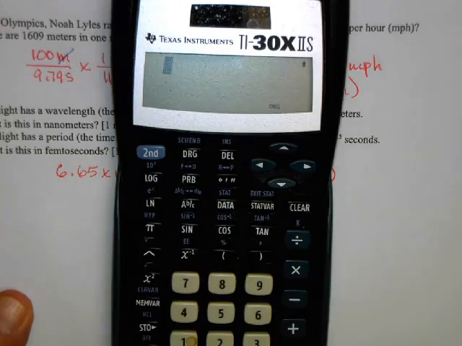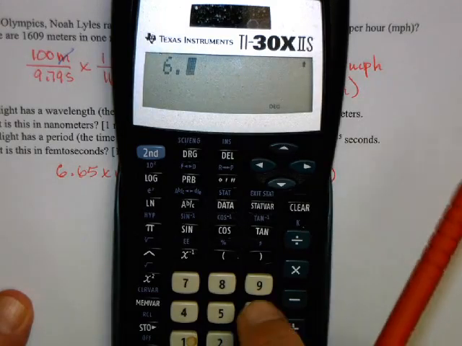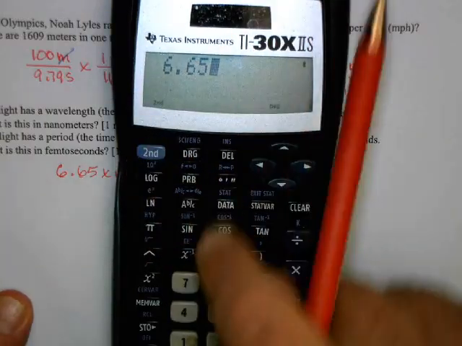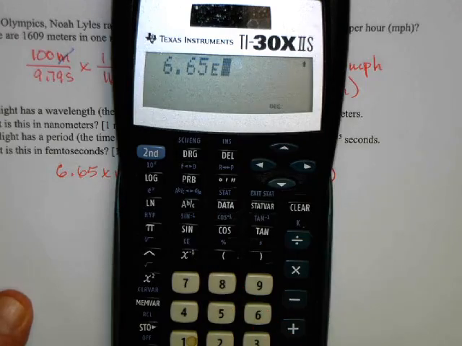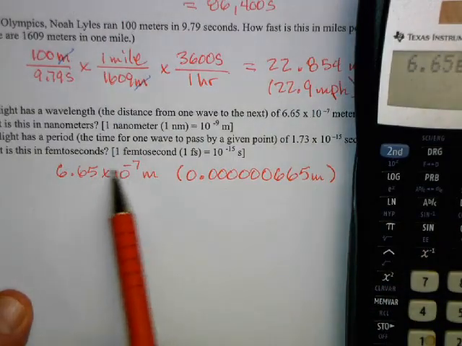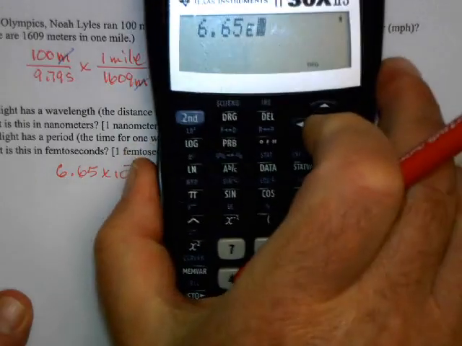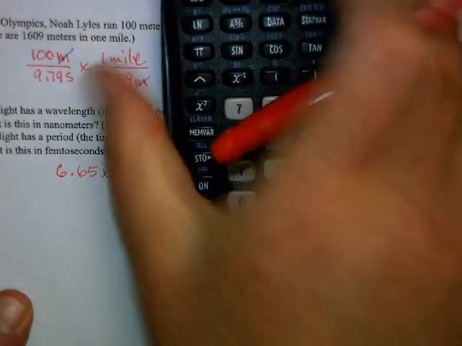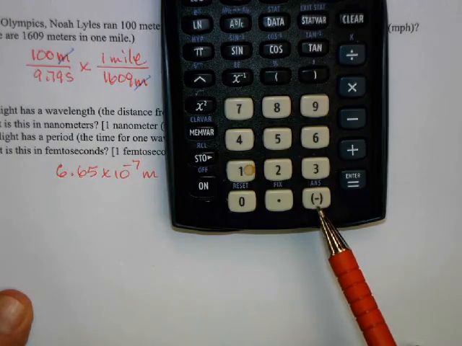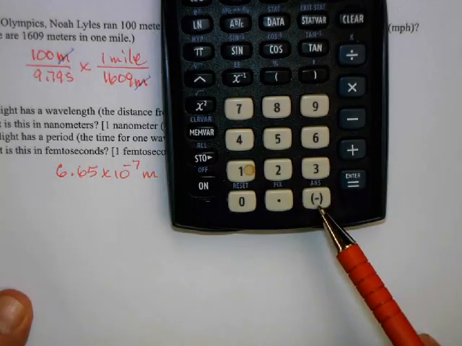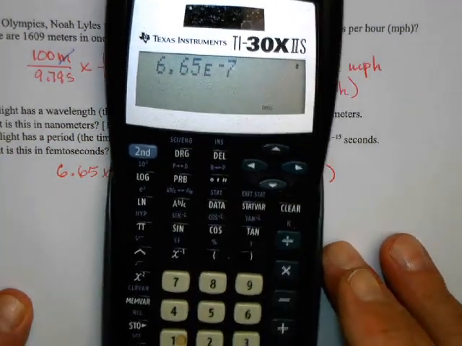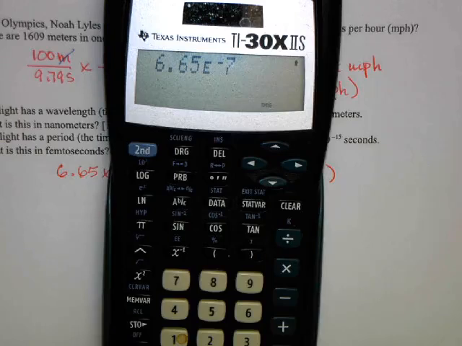And so if I want to go 6.65, and then I hit second and the EE button right there, that means on this particular kind of calculator, that's doing this part, the times 10 part. And then I need the -7. So I have to use this key, which means do the negative part. I don't use the subtract key because I don't want to subtract. I just want the sign to be negative. So I hit negative and then the 7. And so that's the way that it appears on the calculator, 6.65 e to the -7.